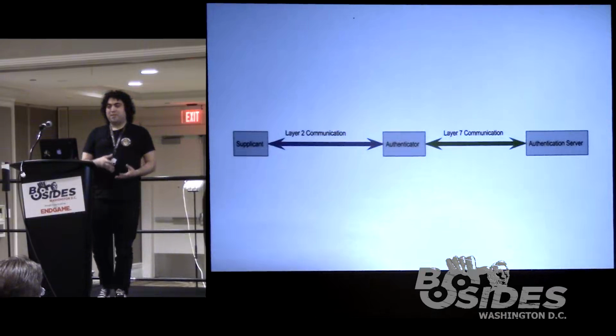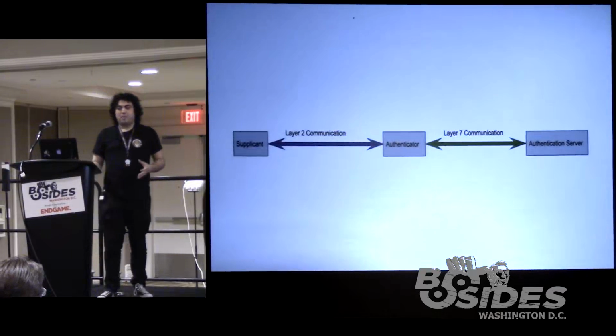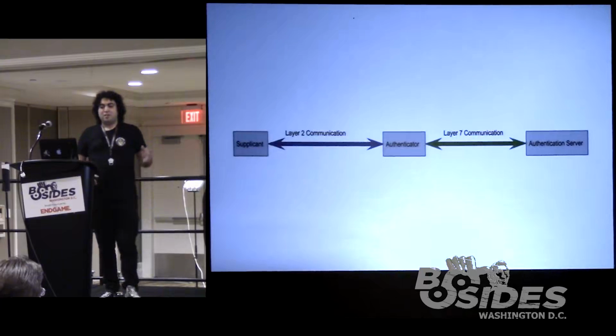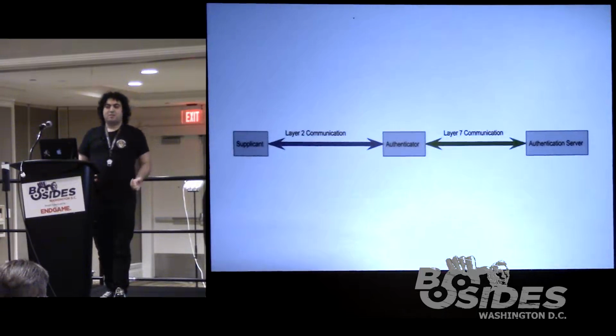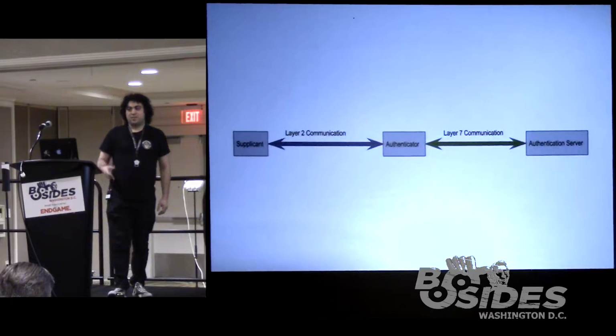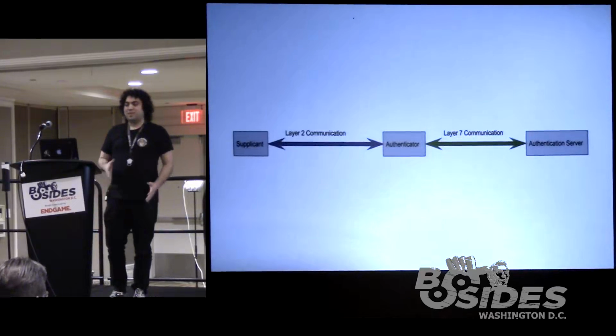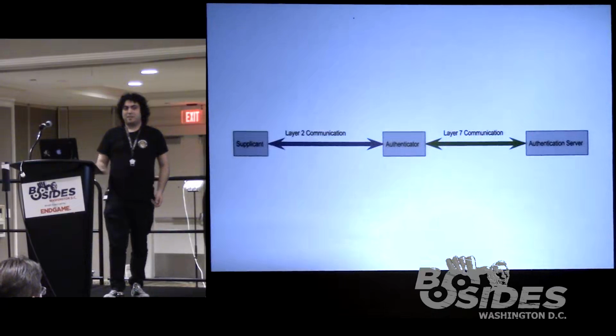The job of the authenticator, the access point, is to act as a mediator between the client device and the authentication server. The reason we need this is because the supplicant's speaking over layer 2, and the authentication server only speaks over layer 7 using the RADIUS protocol. So you need this access point in the middle to act as an intermediary.